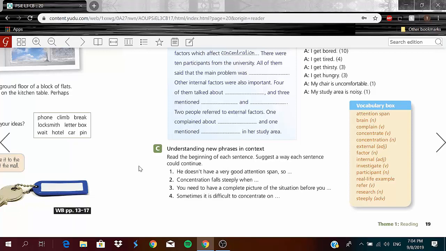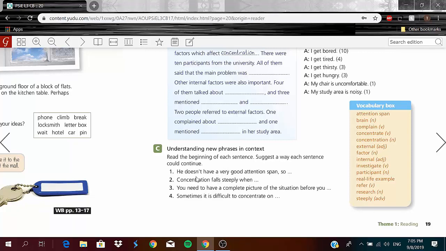Read the beginning of each sentence and suggest a way each sentence could continue. Here we're going to be reading the beginning of each sentence, and this will be entirely up to you as a student. So whichever way you think is best, finish it with that. Mine could be a lot different than yours, so let's see.